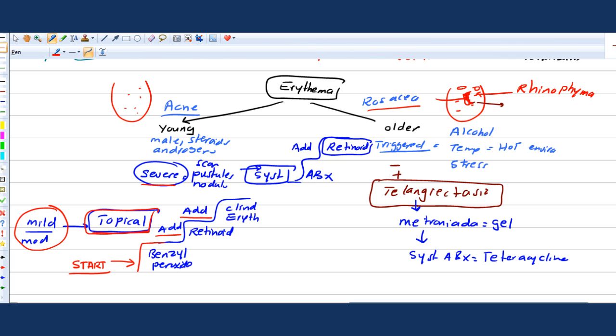Now topical, resistant to retinoid, you will add clindamycin. Now topical, not improved by benzoyl peroxide, you will add retinoid. Now topical, retinoid and benzoyl peroxide, you will add clindamycin. So it's really not hard.